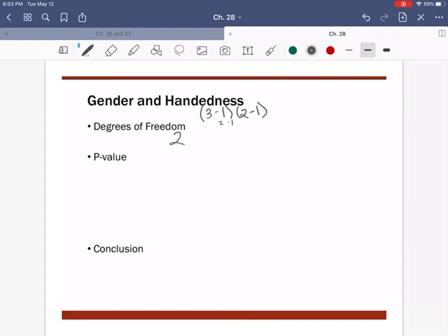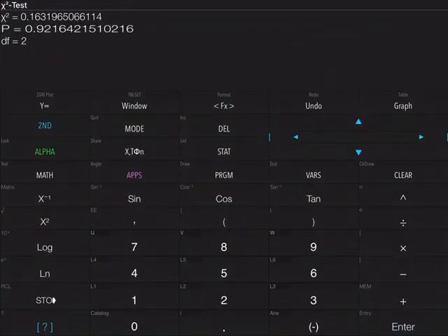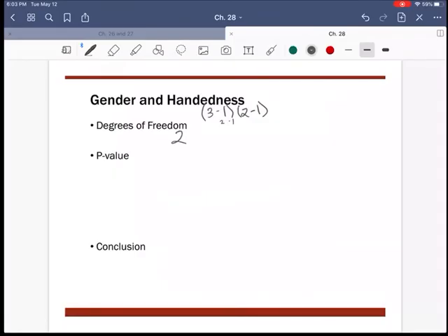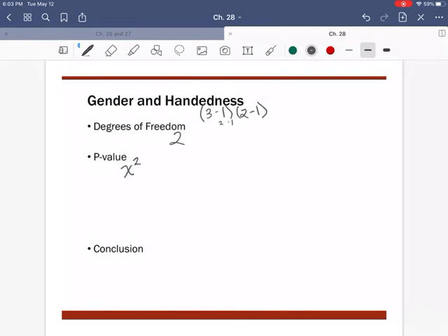P always gets multiplied by 100%. The chi-square never does. Oh, and then degrees of freedom, we had 3 rows, 2 columns, 2 times 1. Degrees of freedom is 2. So the p-value again was, and it tells you degrees of freedom, the 3rd row from the top, 0.16 and 92%.